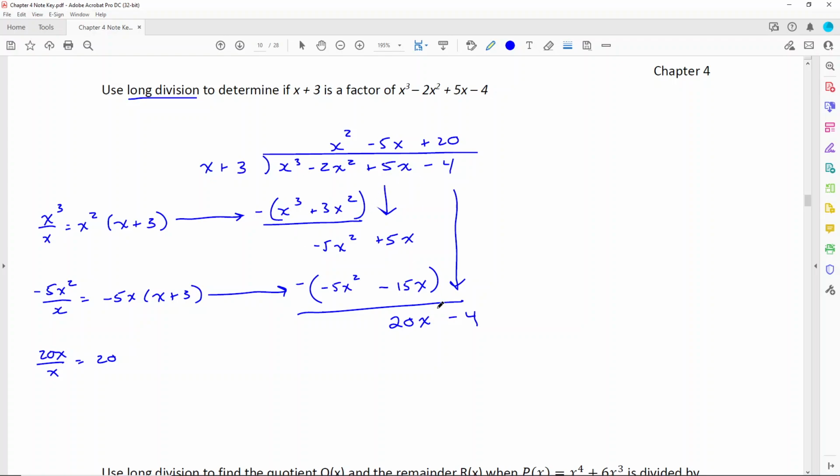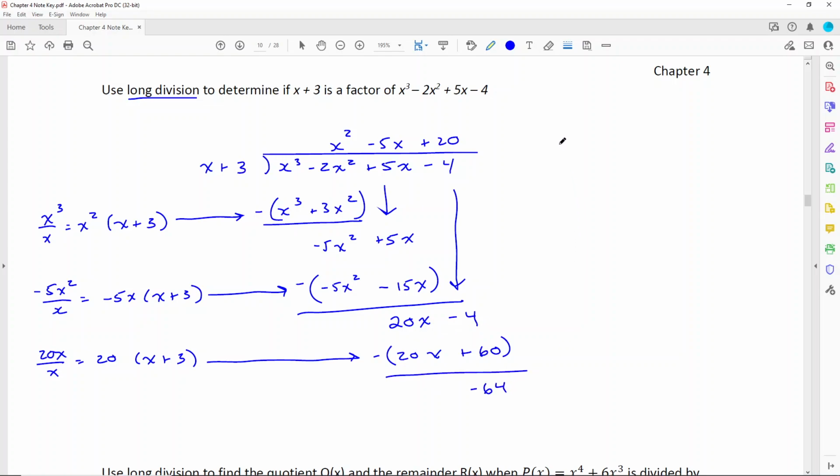Okay, so again, I take 20x and divide it by x to get that 20. Some people might think of it instead of saying, what would I multiply x by to make it 20x? And then they just write the 20 up in the quotient. But regardless, you get 20. Then you're going to take that 20, you're going to multiply it by the divisor, x plus 3. And then I get 20x plus 60. And then I subtract. I get 20x minus 20x is gone, and negative 4 take away 60 is negative 64.